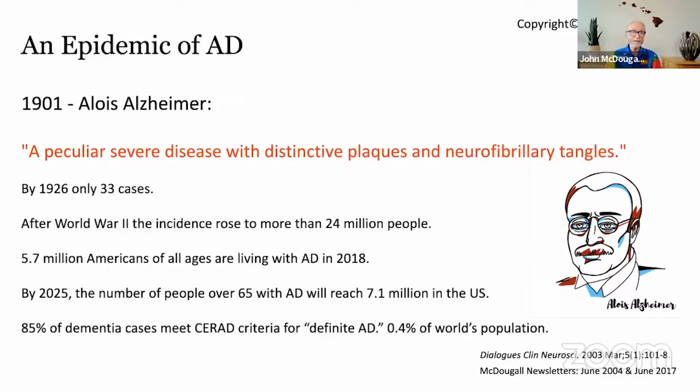Today, it's estimated 5.7 million Americans of all ages have Alzheimer's disease. So there are 330 million Americans, and we're talking about 5.7 million of them having a pretty serious disease. All right, by 2025, which is right around the corner, the number of people with Alzheimer's disease over the age of 65 is going to be 7.1 million.